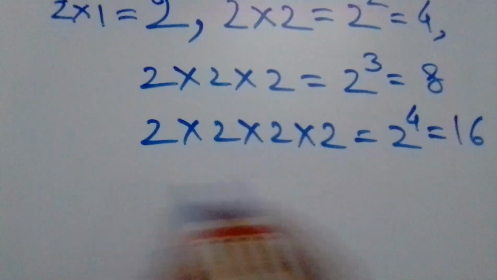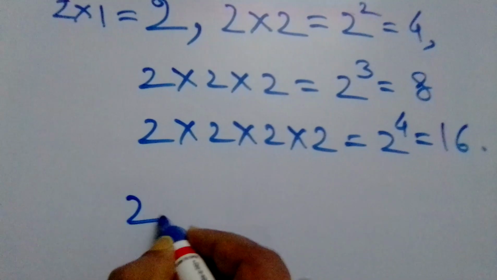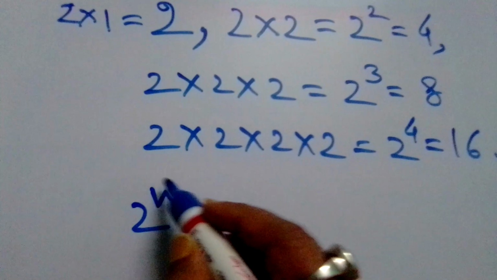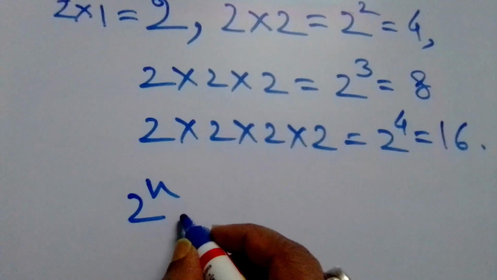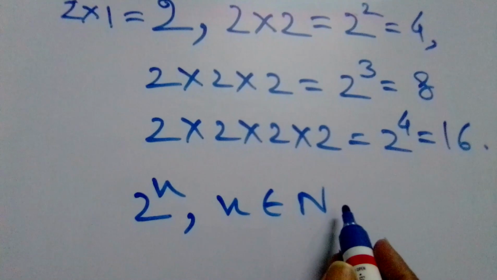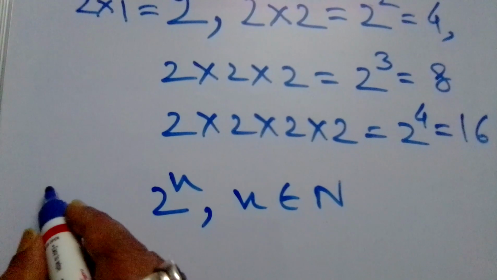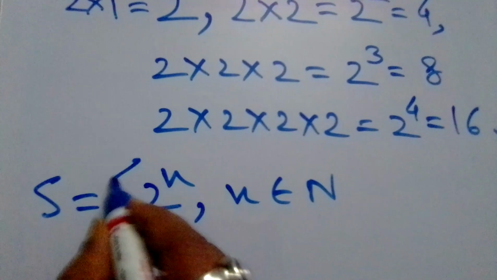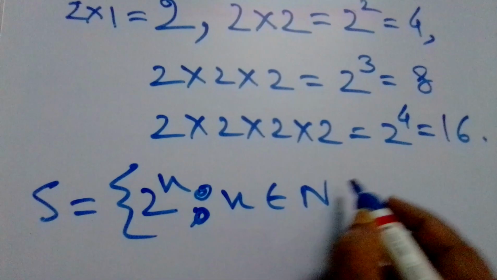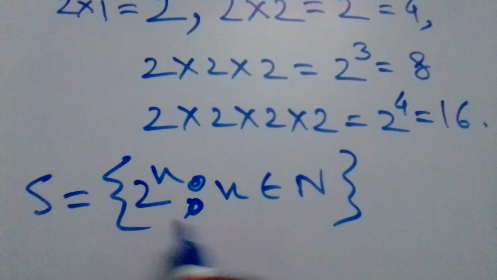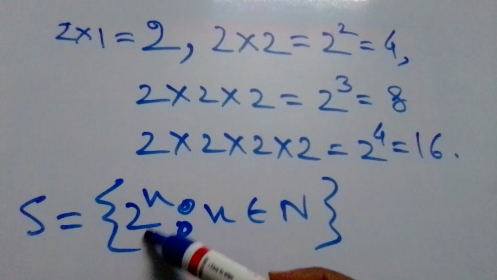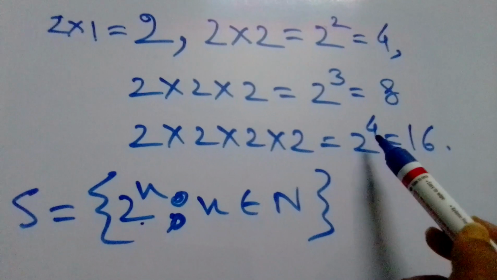And finally, if we write 2 to the power n, we don't know how far this n goes. Here n belongs to capital N, the set of natural numbers. If we take a set S equal to 2 to the power n such that n belongs to capital N, then we find this type of system. For n equal to 1, we find this result. For n equal to 2, we find this result. For n equal to 3, we find this result.